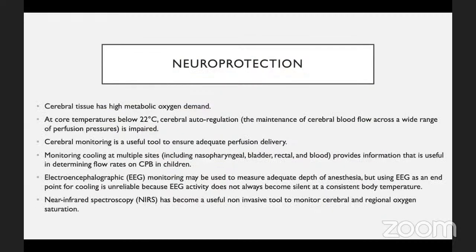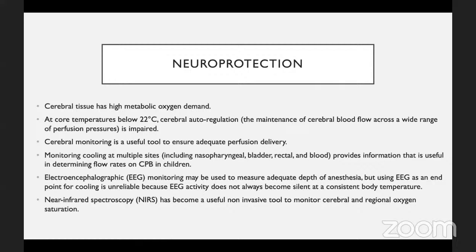Neuroprotection is an important topic in cardiopulmonary bypass in pediatrics because cerebral tissue has a high metabolic oxygen demand. So at core temperature below 22, the cerebral autoregulation, which maintains the cerebral blood flow across a wide range, will be impaired. So cerebral monitoring is a useful tool to ensure adequate perfusion delivery for the brain. Monitoring cooling at multiple sites, including the nasopharyngeal, the bladder, the rectal, and even the blood, provides information that is useful in determining the flow rate on cardiopulmonary bypass in children.